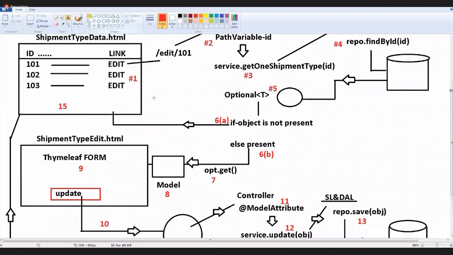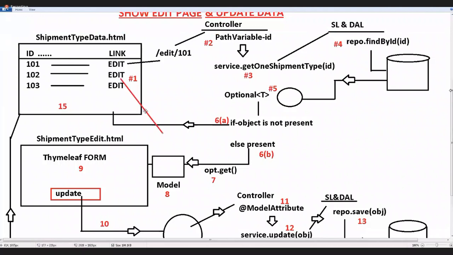Step number 1, construct the URL. When you click on this, request goes to controller. Read this 101 or some value. Okay, you have only 101, because you need all the data to show in the edit form. All the data means go to database, call shipment type, find by ID, which returns the optional. If object exists, what you need to do? Go to edit page. If object does not exist, we have to go back to the data page.